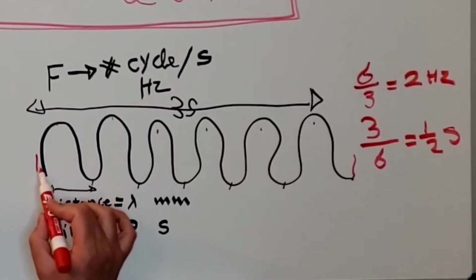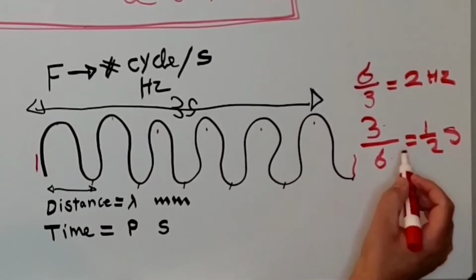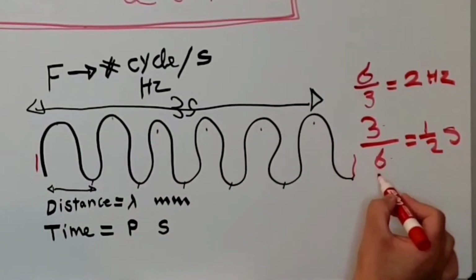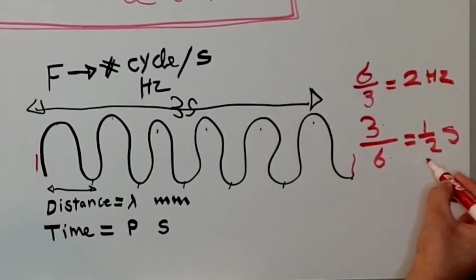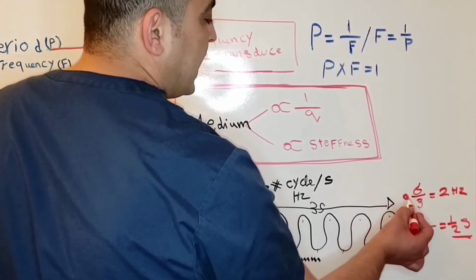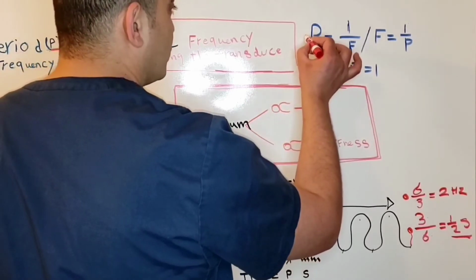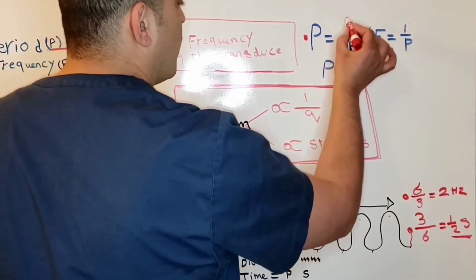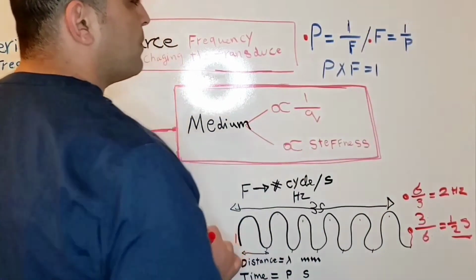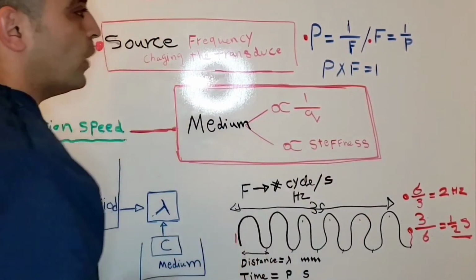If we have 6 cycles in 3 seconds, how much is the period? The period will equal 3 seconds divided by the number of cycles, which equals half a second. We can tell that the frequency and the period are reciprocally related. That means that the period is equal to 1 divided by the frequency, and the frequency will equal 1 divided by the period. And the period multiplied by the frequency will equal 1.